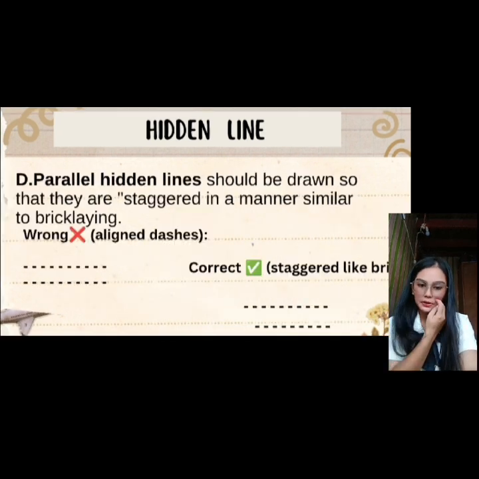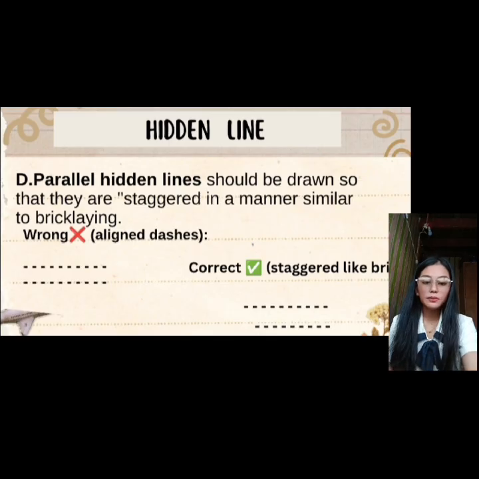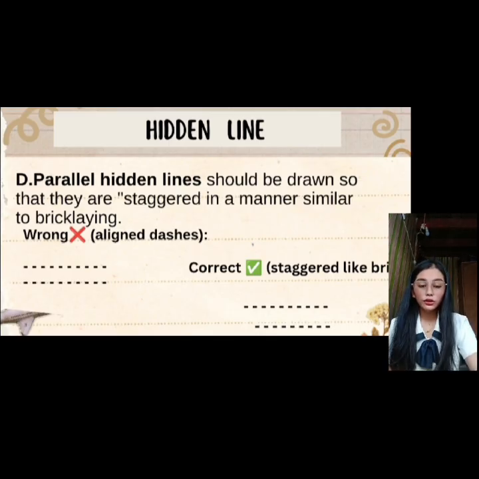So the next one is parallel hidden lines should be drawn so that they are staggered in a manner similar to bricklaying. It means that if you do draw 2 or more hidden lines that are parallel, don't make the dashes exactly on top of each other. Stagger them a bit so it's easier to see that they are separate lines.